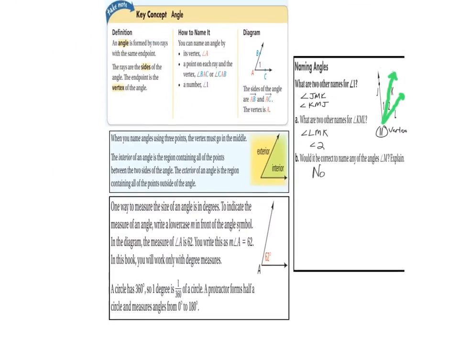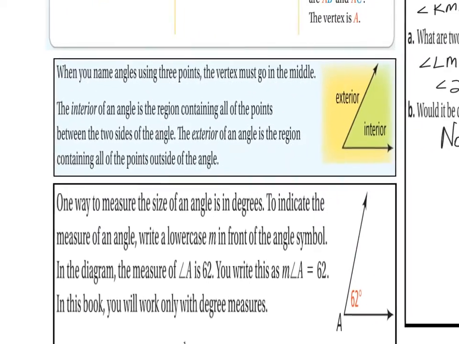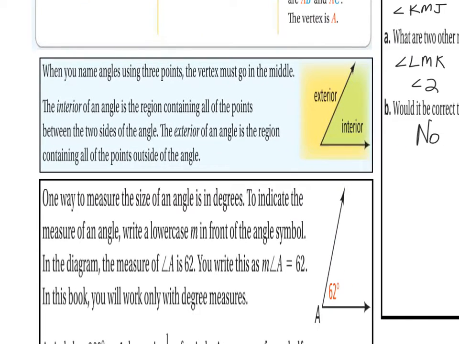A couple other things here on this page that I want to cover. When you name angles using 3 points, the vertex again has to go in the middle. The interior of the angle is the region containing all the points between the two sides. So this is kind of an obvious statement, but the inside is the interior, the interior of the angle. The exterior is the part that's on the outside of the angle.